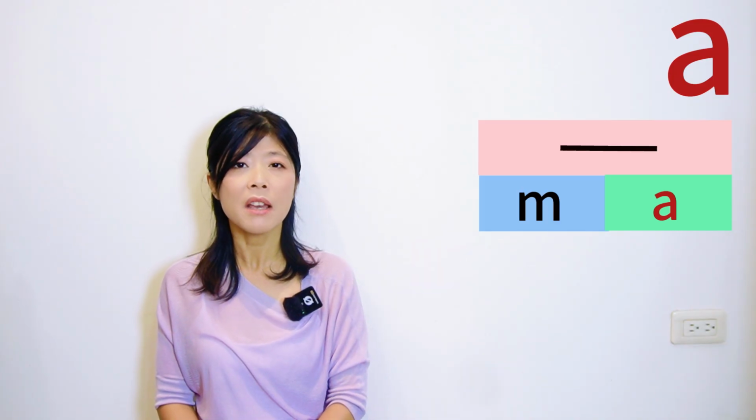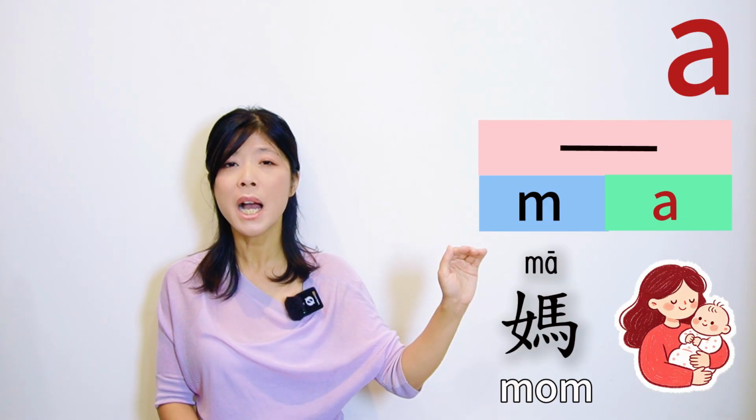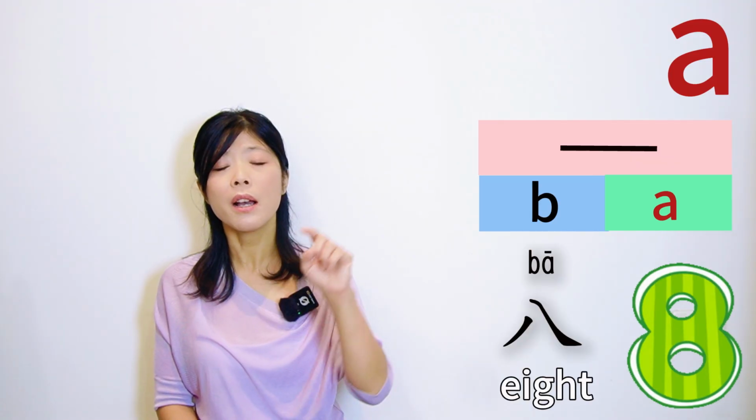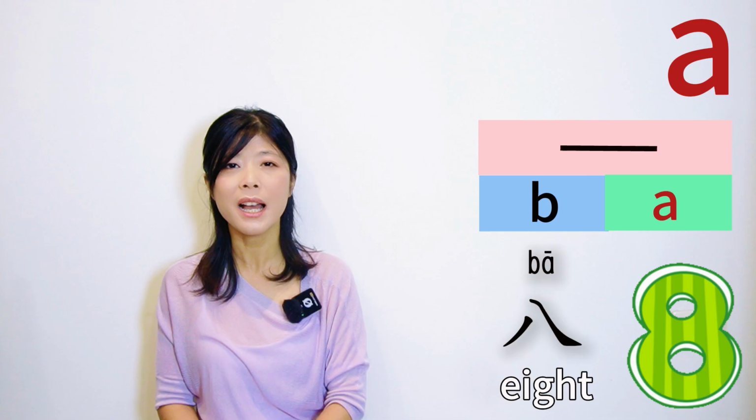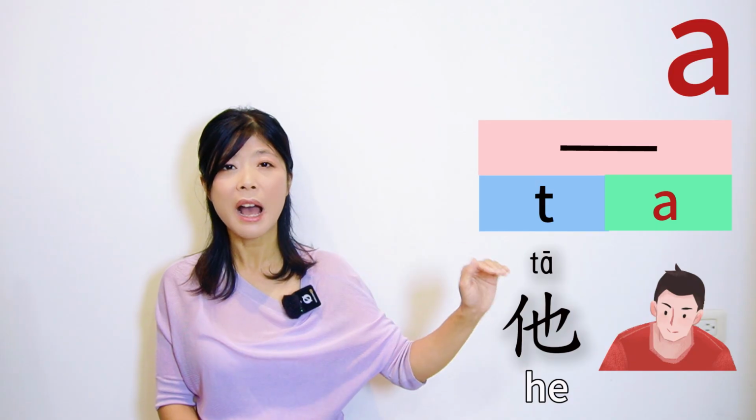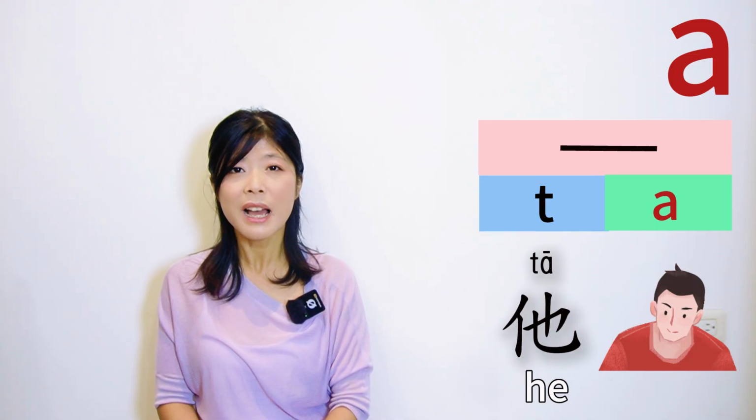A, a. Let's practice it with some examples. If the initial is m and the tone is the first tone, the high level tone, how do you say it? You got it. M, a, ma. If you switch the initial into b, how do you say it? B, a, ba. The last one, if we switch the initial to t, it's not t, it's t in Chinese. How do you say it? T, a, ta.